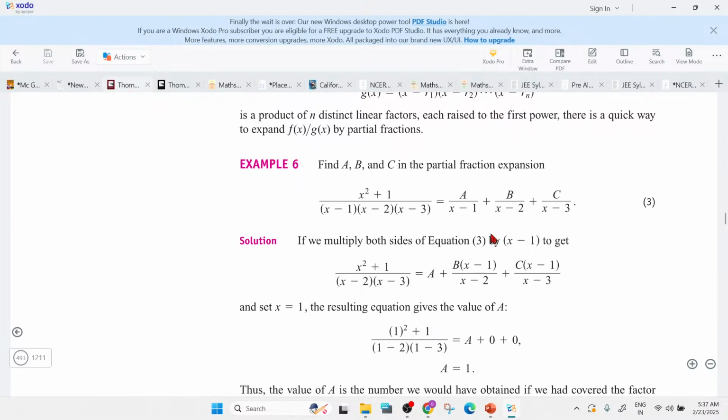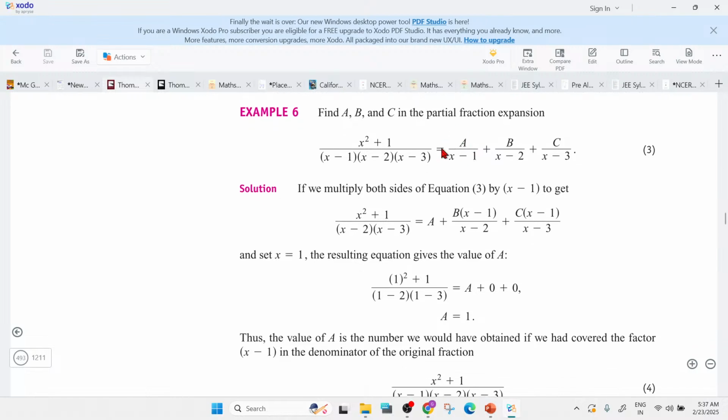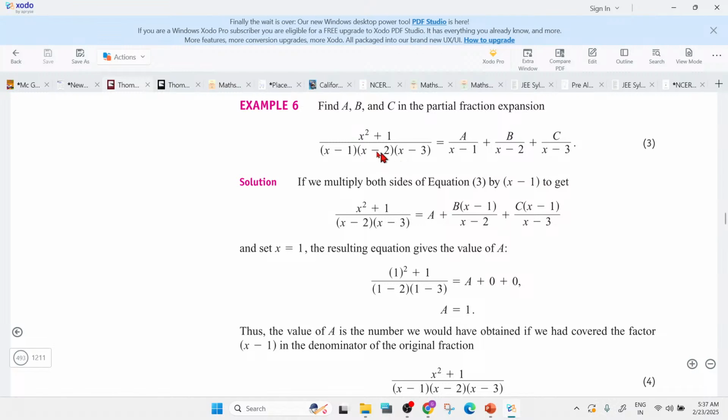Then to calculate A, what we will do is, when x equals 1, we evaluate 1 by x minus 2 into x minus 3. So basically he's saying this can be broken down into these factors, right? Then if we multiply x minus 1 on both sides, we'll be left with A plus B by this thing, x minus 1 by x minus 2, plus C by this thing.